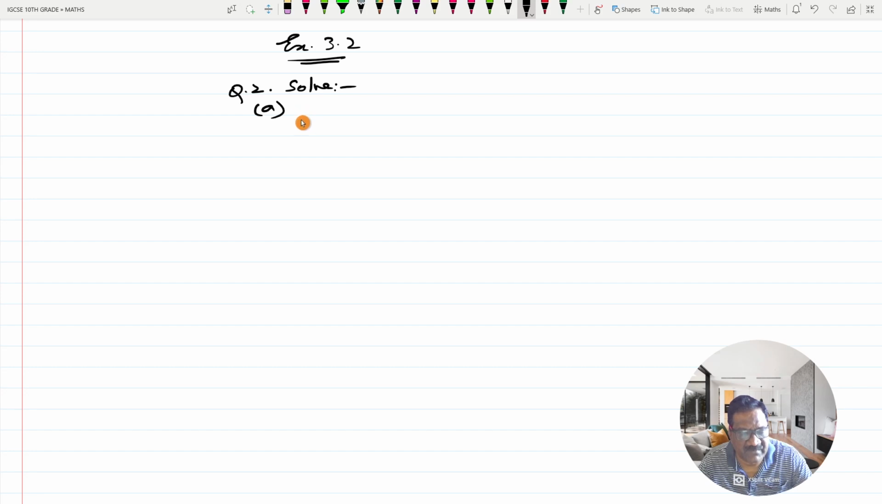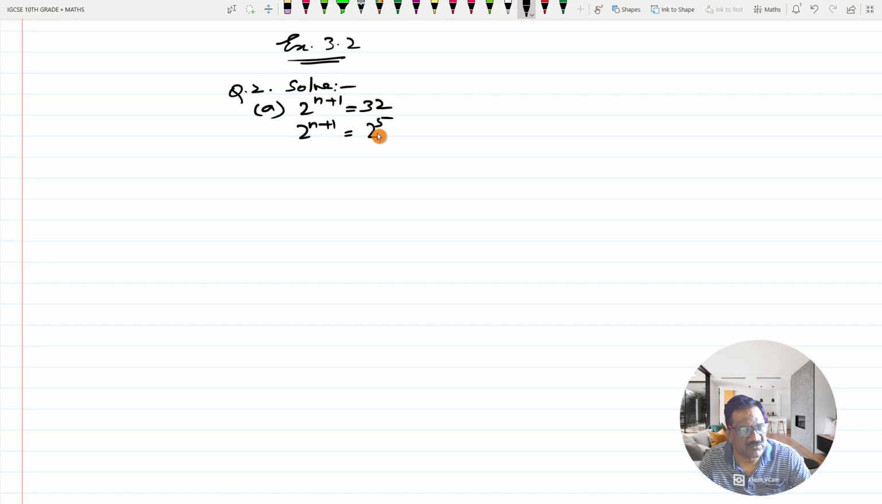2 raised to n plus 1 equals 32. So if you want to solve this, what I'll do first is keep 2 raised to n plus 1 on the left hand side. On the right hand side, I'll make it 2 raised to 5. Okay, because 2 raised to 5 is equal to 32.